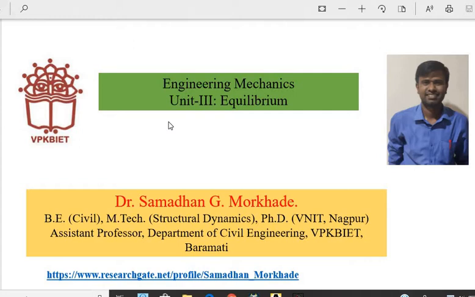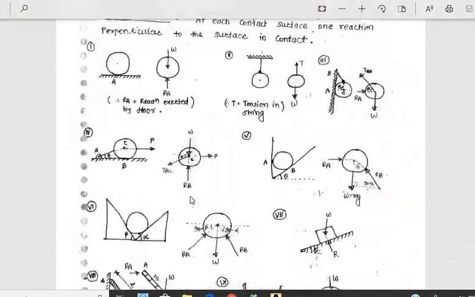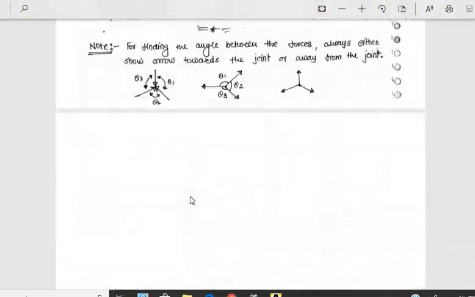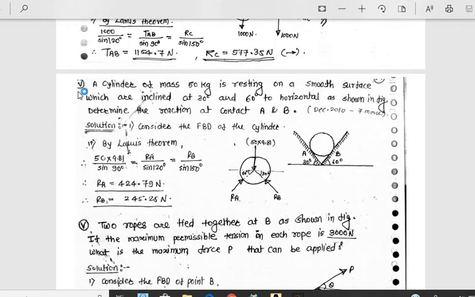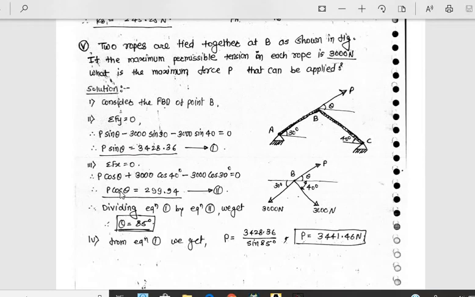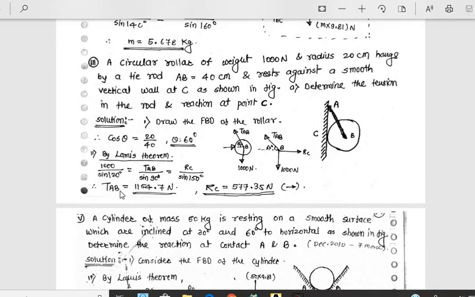Now, in continuation with that, in this video lecture we are going to discuss a few more additional numericals on that cylinder problem, which are very useful from your final examination point of view. So let's see them one by one. We have completed up to problem number 4. Now next is problem number 5.